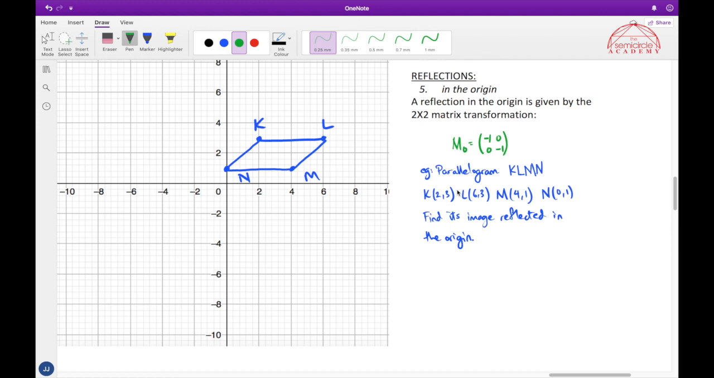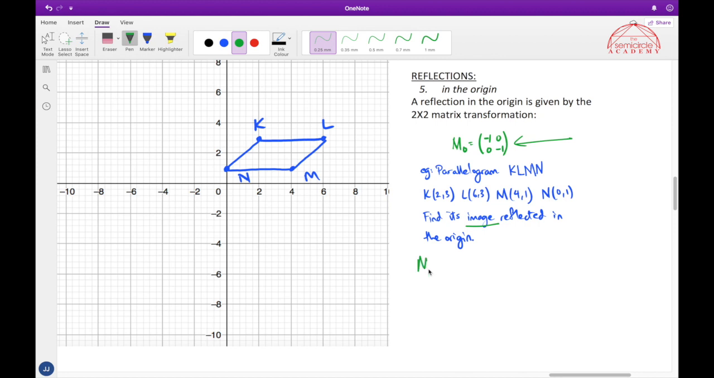Right, so moving on with reflections, this is reflections number 5, a reflection in the origin. So let's see what that looks like. A reflection in the origin is given by the 2 by 2 matrix transformation MO. That O is for origin, and it is negative 1, 0, 0, negative 1. As I say, you have to know these things by heart, so please make a list of all of these different transformations. Right. Now we have a parallelogram here, KLMN, and these are the points, and we need to find the image as it is reflected in the origin.